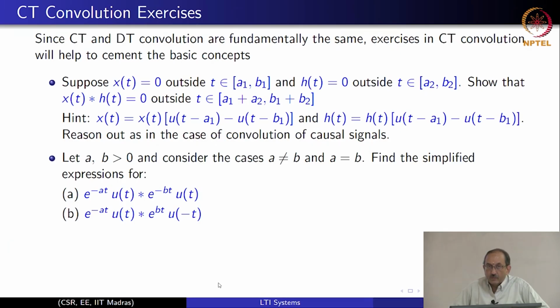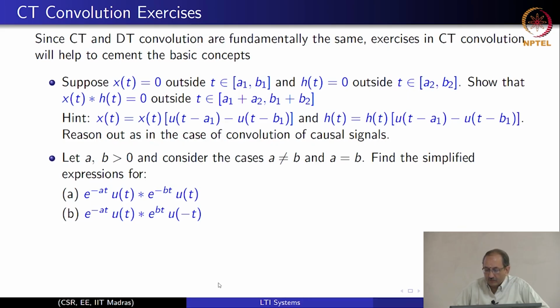Since an arbitrary signal can be expressed as a linear combination of scaled and delayed impulses, if you know the impulse response, you can find the response to an arbitrary input, and the output in such cases is given by the convolution of the input and the impulse response.